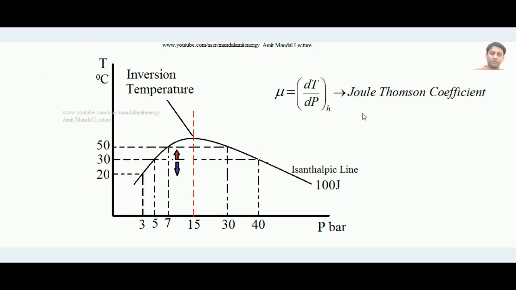I also told what the Joule Thomson coefficient is. So by this small lecture I hope you have understood what the Joule Thomson coefficient is and what the Joule Thomson effect is.